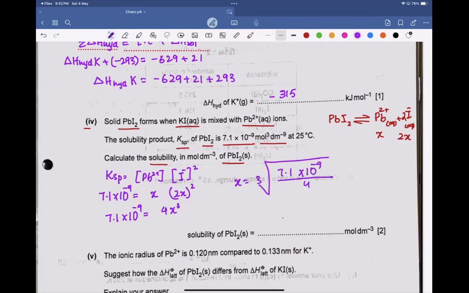Now, can anyone calculate the value and tell me the answer, please? Okay, so it is 1.21 × 10^-3 mol per dm3. Is this understandable to all of you?